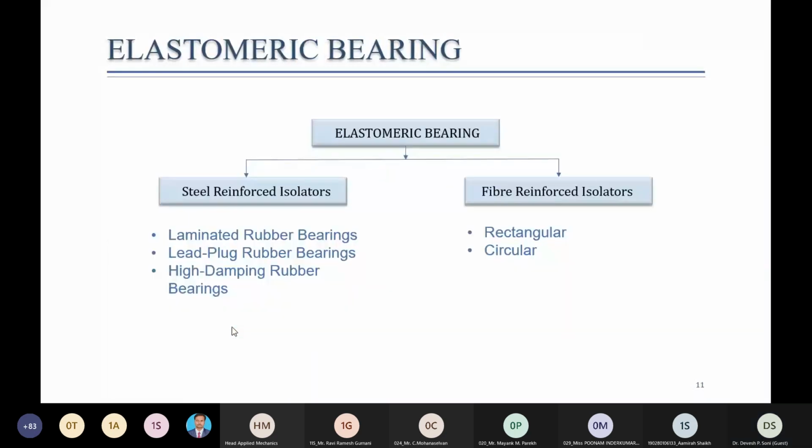Now, elastomeric bearing. Elastomeric bearing can be of two types. See, here I have tried to classify the different types of isolation system to have a better picture, a better overview of the base isolation system. So elastomeric bearing can be a steel reinforced isolator, or it can be a fiber reinforced isolator. Okay. So the example of a steel reinforced isolator is the laminated rubber bearing. Then lead rubber bearing. Lead rubber bearing is also called the NZ system, because it was developed in New Zealand. And the third type is high damping rubber bearing. Okay, so these are the most common or most early isolation systems. Then we have the fiber reinforced isolator. Depending upon their shape, it can be rectangular or circular. There are fibers provided inside the rubber. So this is regarding the elastomeric type bearing.